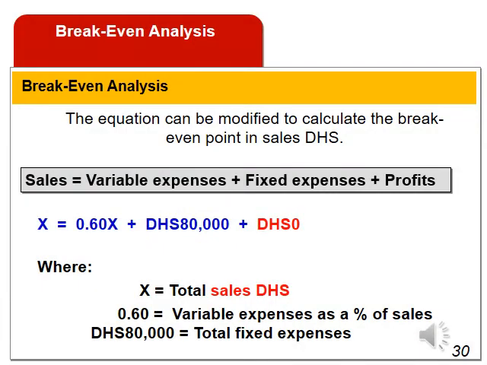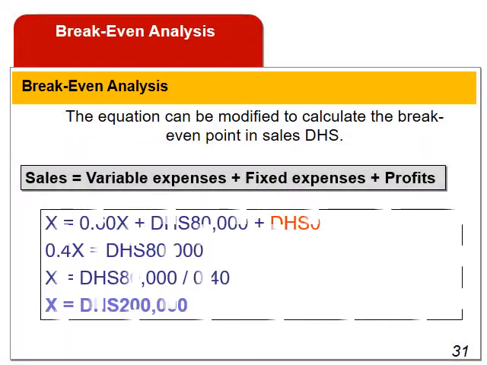The equation can be modified as shown to calculate the break-even point in sales dirhams. In this equation, X is total sales dirhams, 0.60, or 60%, is the variable expense as a percentage of sales, and 80,000 dirhams is the total fixed expense. We need to solve for X. Solving this equation shows that the break-even point in sales dirhams is 200,000 dirhams. Once again, be careful when you combine the X values in the equation. 200,000 dirhams is the level of sales at which profit is zero.